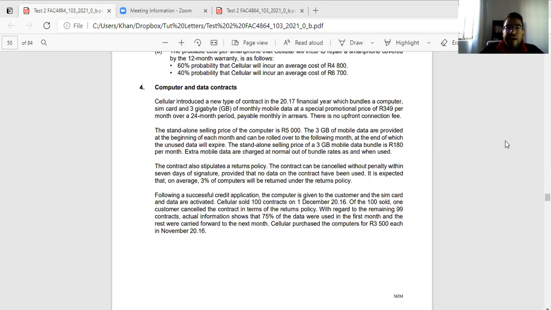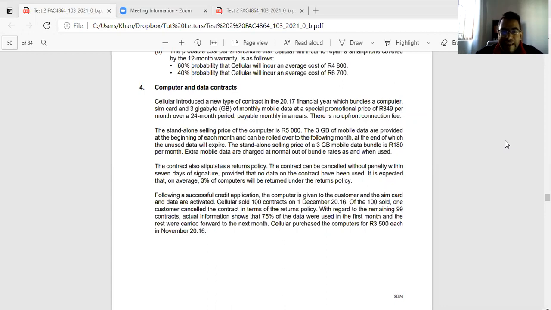January's data can be used over January and February. So therefore, cellular will have to determine how much of January's data was actually used in January. And they can only recognize revenue for the portion of January's data that was used in January. Everything else will have to be recognized in February. Okay, so just take note of that.